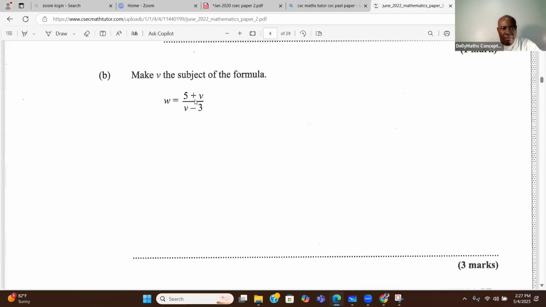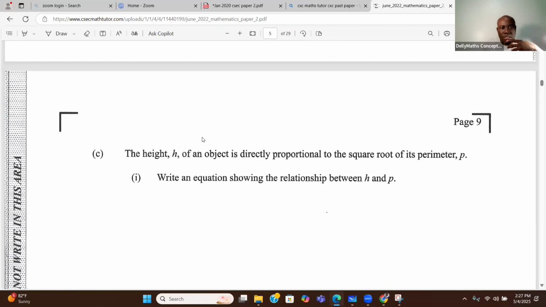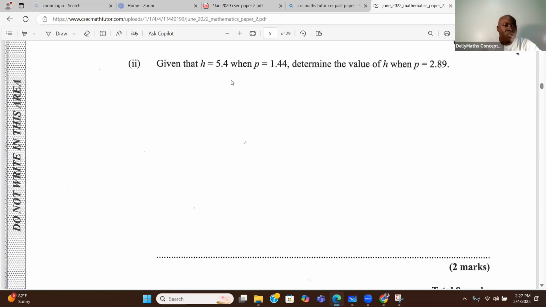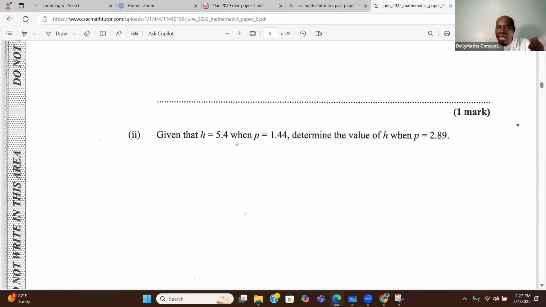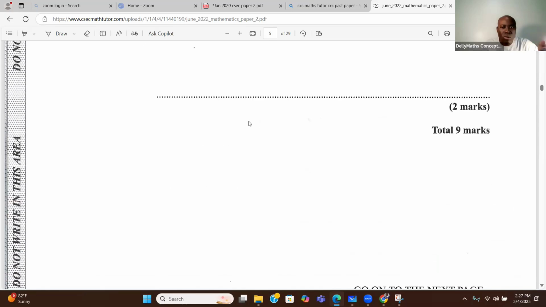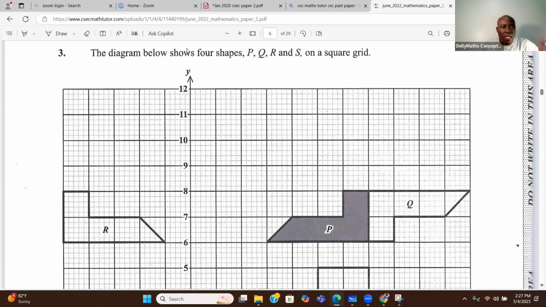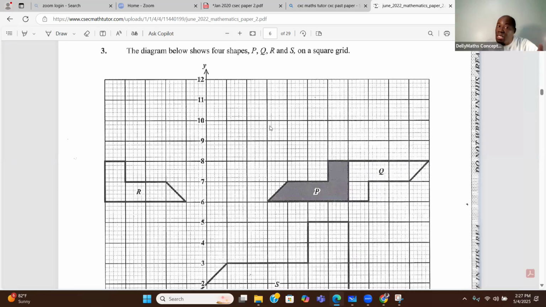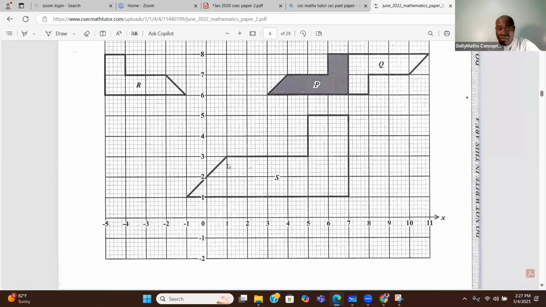Algebra. We just did those, same thing. This is variation. We didn't do that yet, but variation can come here. You can get variation at number 2. That's it. Then you go right into transformation. It can come here, transformation. Right, yes.